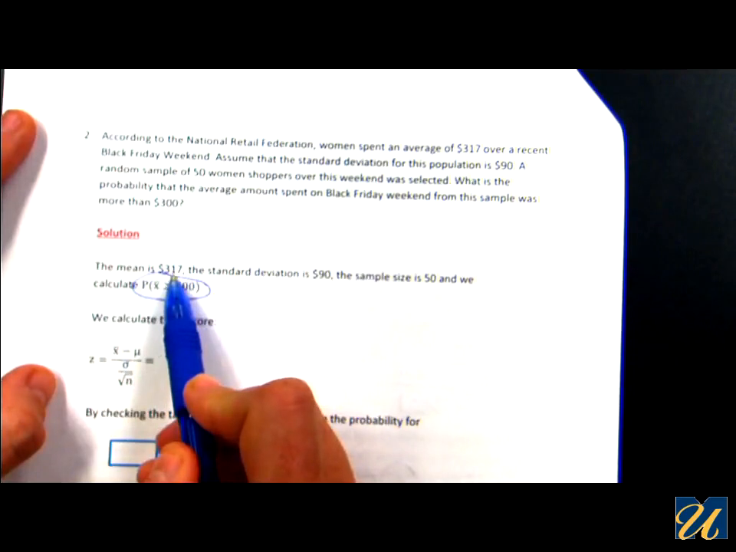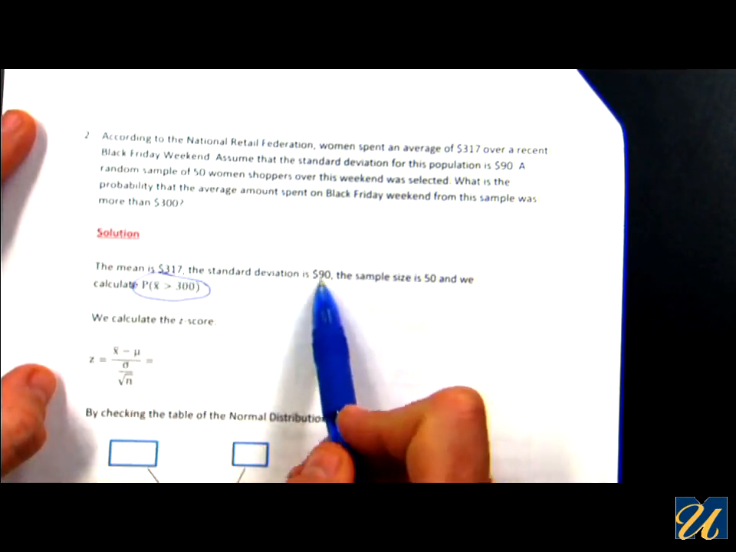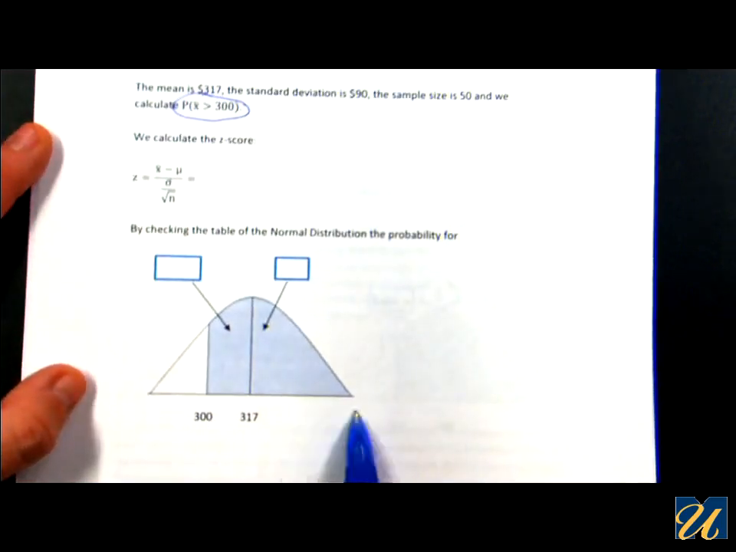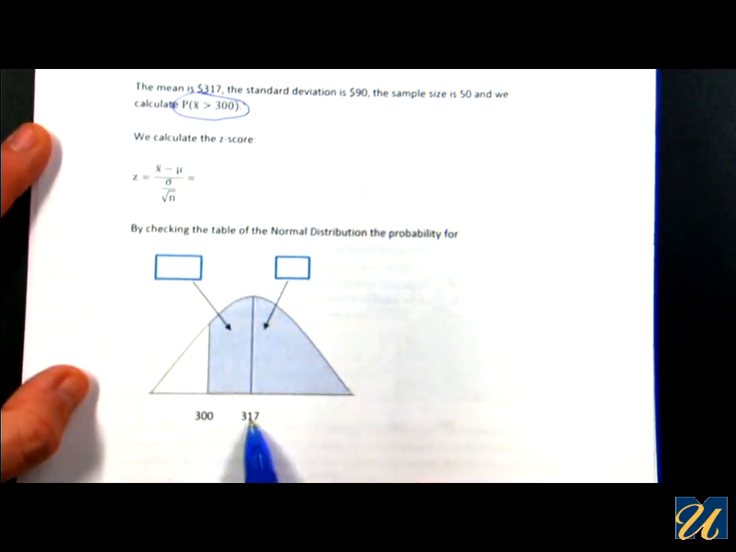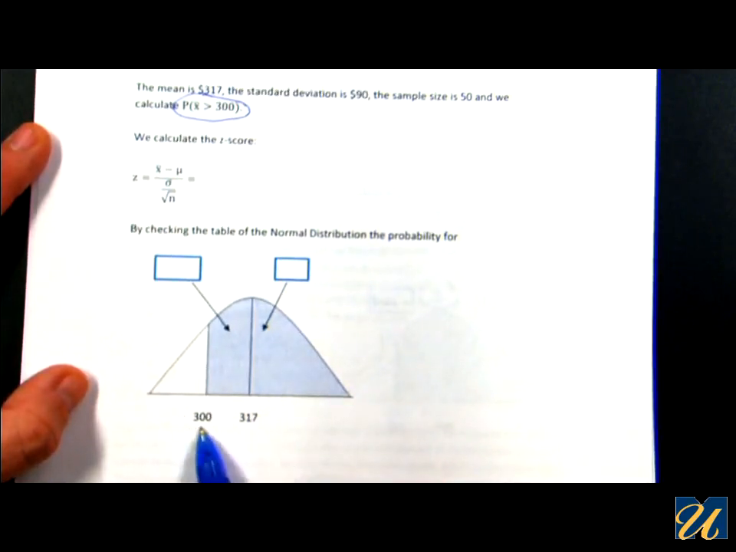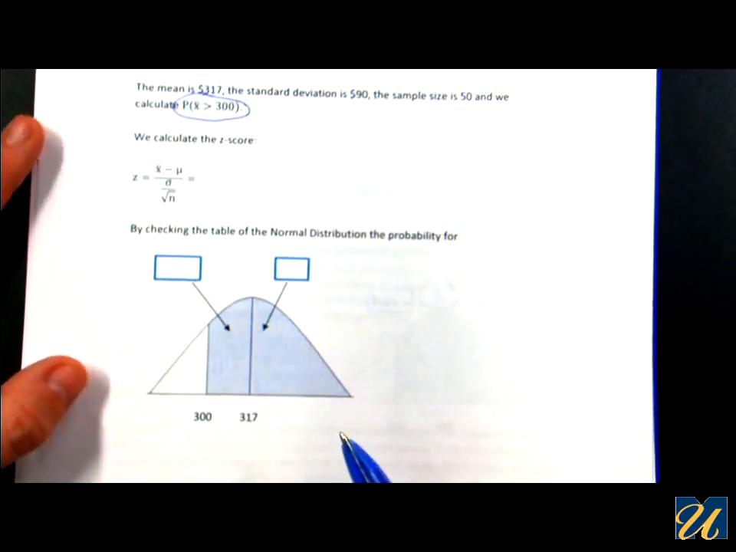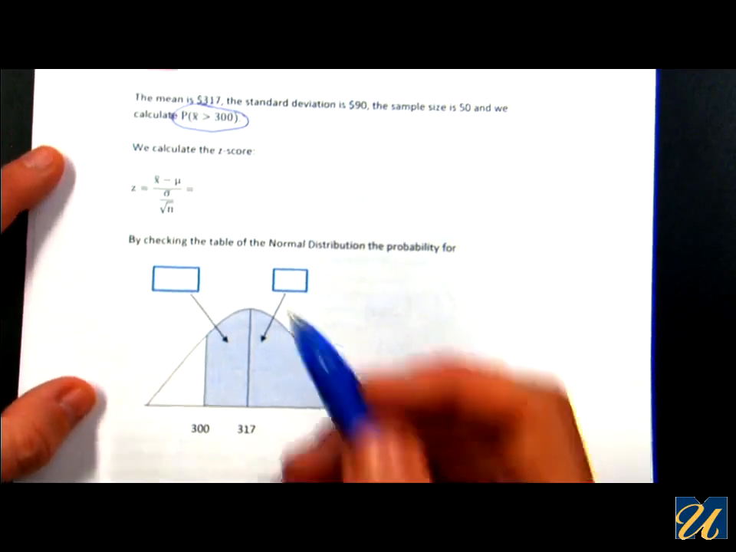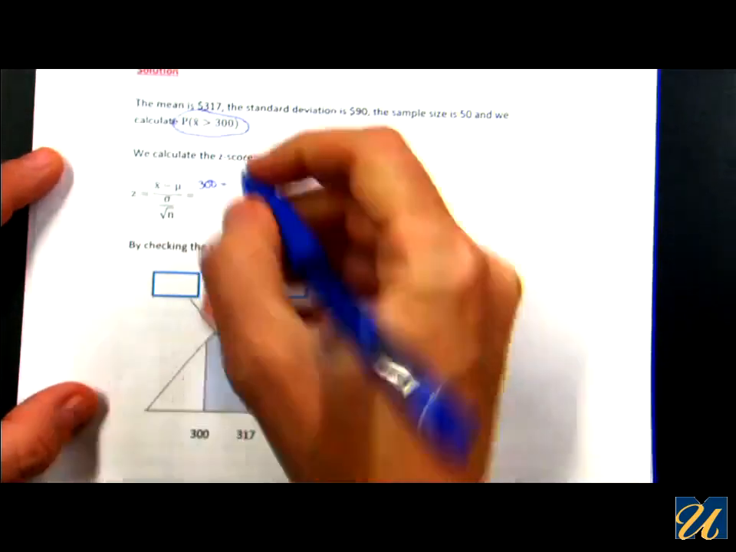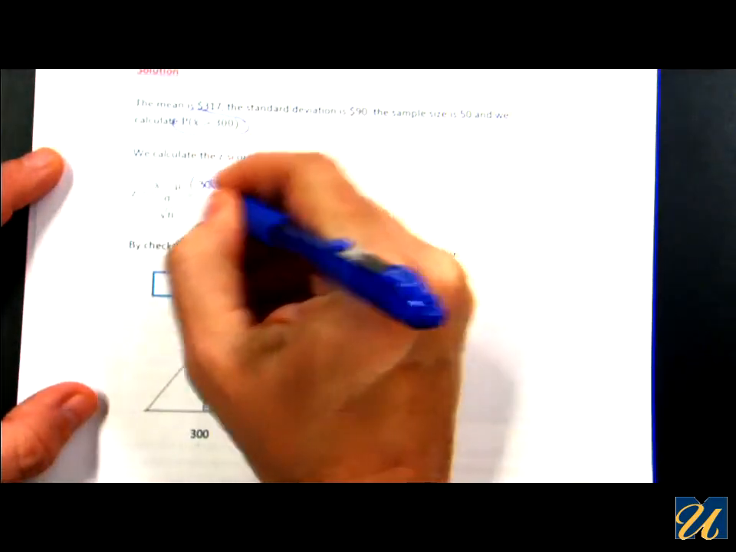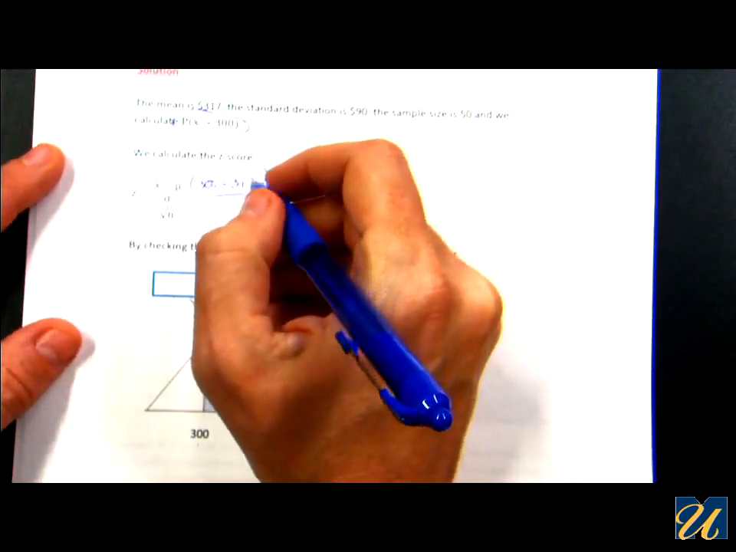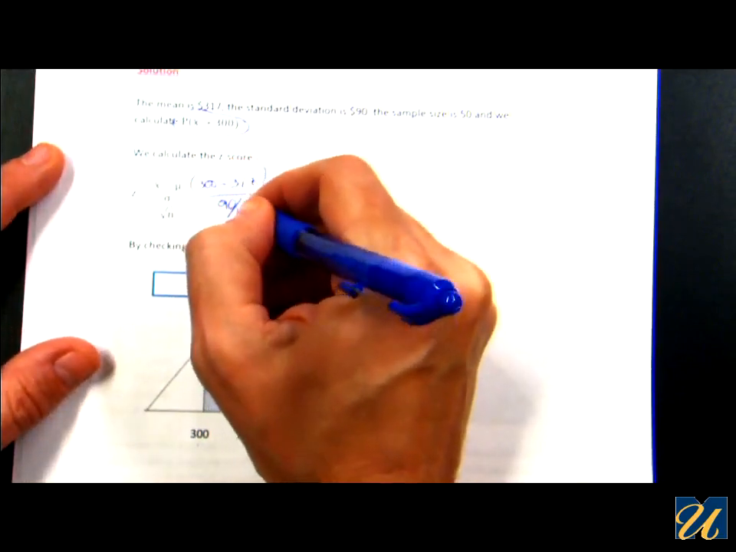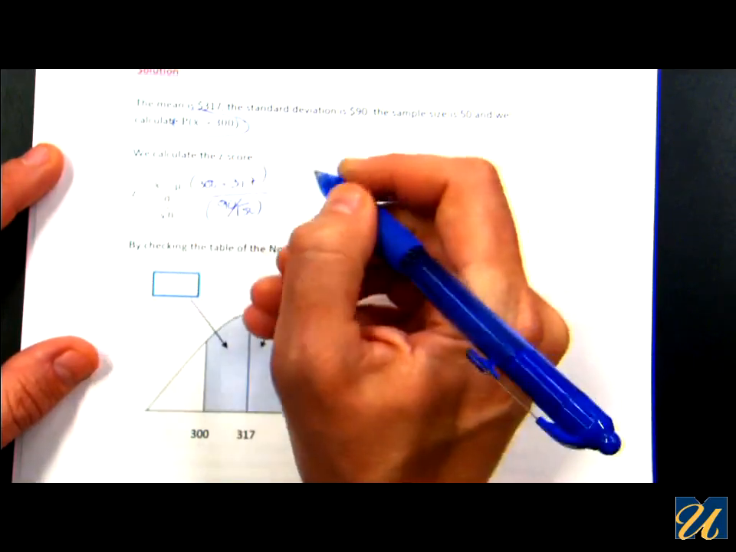So the mean is 317, sigma is 90, n is 50, and this is the probability that we want. You graph your normal distribution, mu x bar 317, 300 to the left, greater than 300. I'm looking for the whole area to the right of 300. So, z-score: 300 minus mu, in this case 317, over sigma 90 divided by the square root of 50.